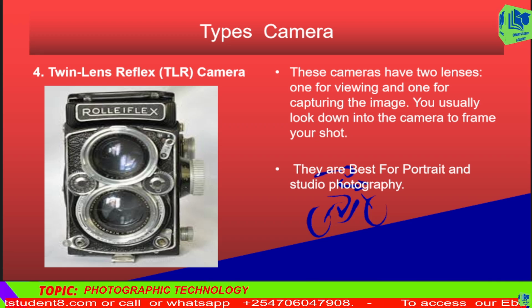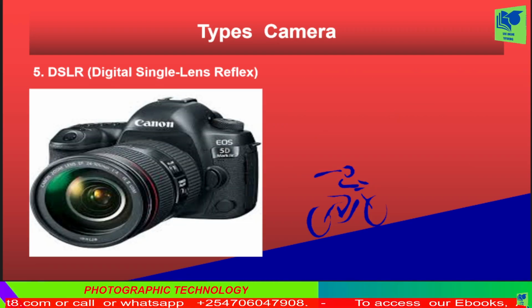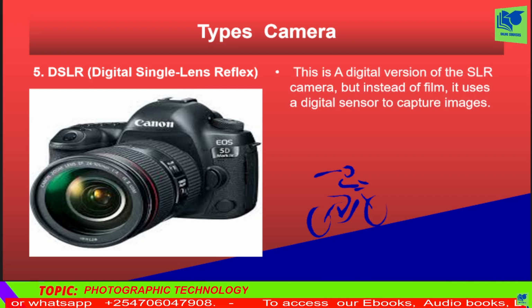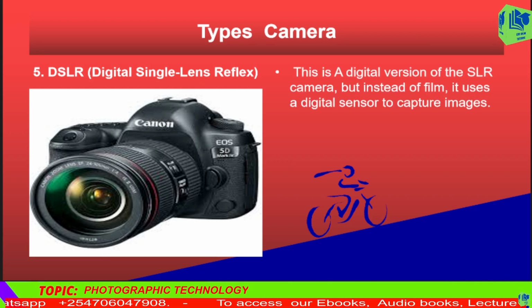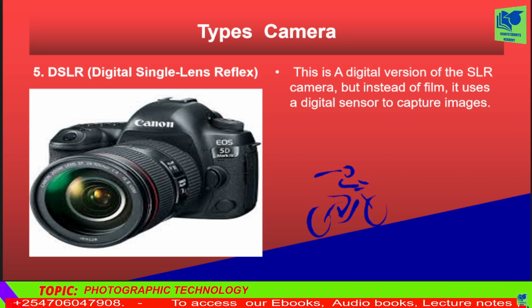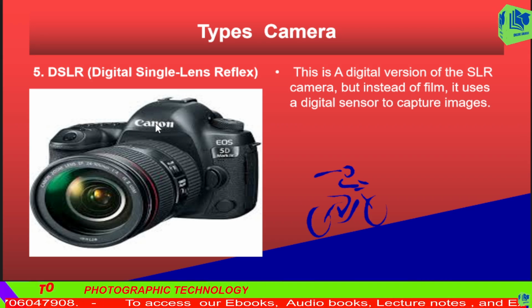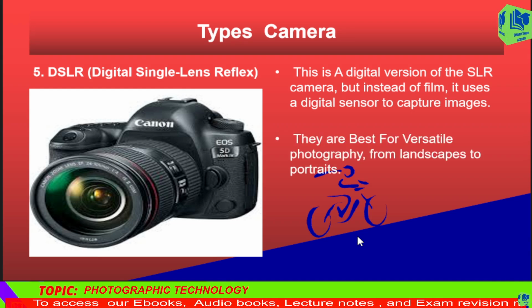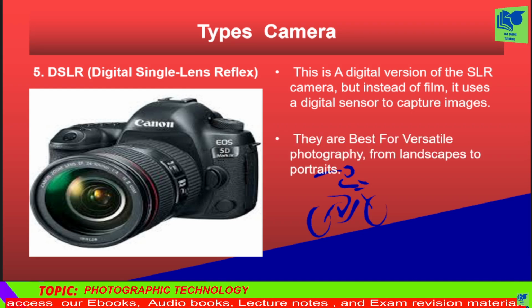5. DSLR, digital single lens reflex. This is a digital version of the SLR camera, but instead of film, it uses a digital sensor to capture images. The Canon EOS 5D Mark IV is a good example of this camera type. They are best for versatile photography, from landscapes to portraits.